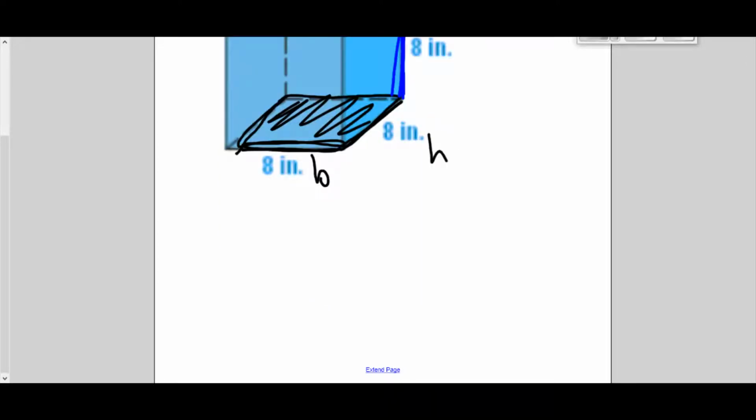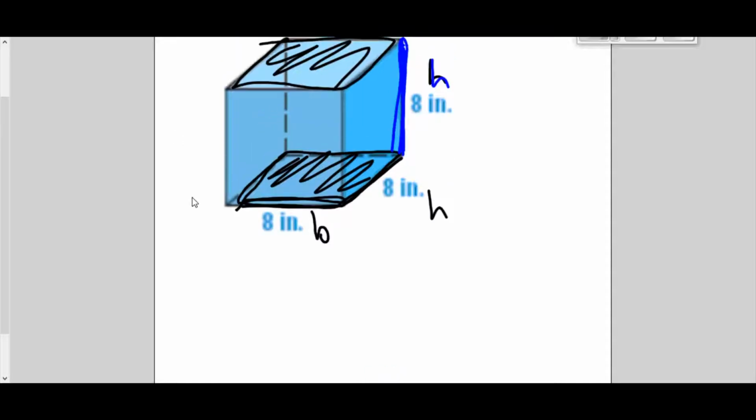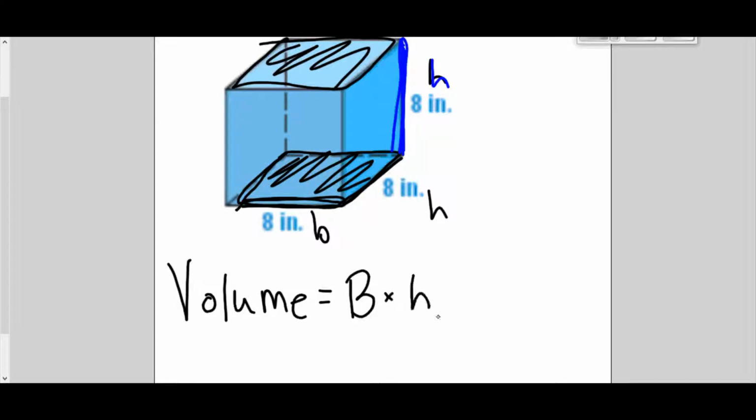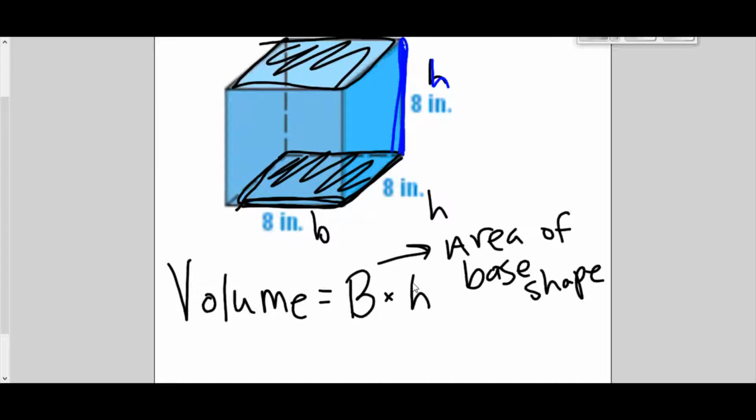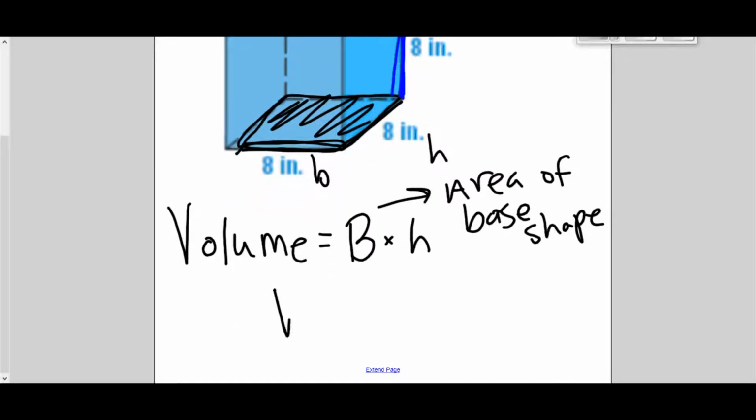So when I do my volume formula, and again, you should have this already from your notes, the base shape here is a square, so it's big B times H. Well, the big B, remember, that's the area of the base shape. So in this case, it's a square. So we know the area of a square is base times height. So we'll say volume equals base times height of a square times the distance between the two bases.